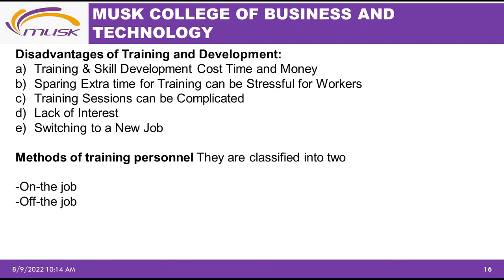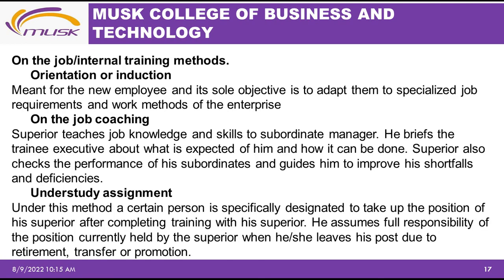Then we look at the methods of training. We have what we call on the job and off the job. On the job are training methods that happen within the organization. We have what we call orientation or induction. This one is meant for new employees, and its sole objective is to adapt them to a specialized job. I think I mentioned that in our previous discussion on topic number 1.